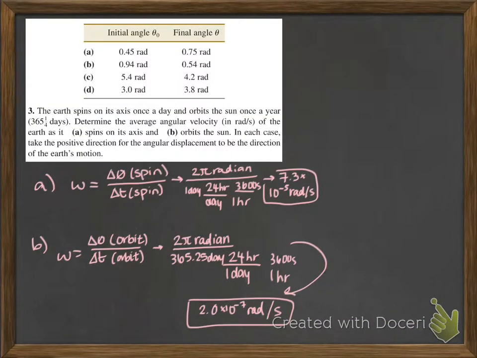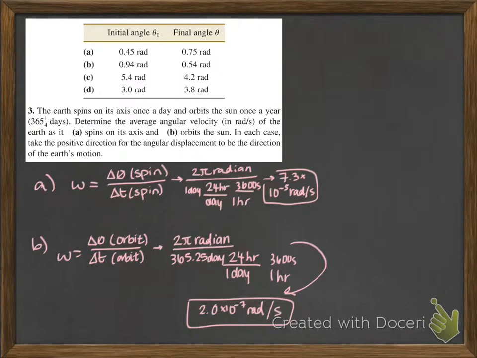Now let's look at this problem. If the Earth is spinning on its axis once a day and orbits the Sun once a year, 365 1/4 days, determine the average angular velocity in radians per second of the Earth when it spins on its axis and when it orbits the Sun. In each case, take the positive direction for the angular displacement to be the direction of the Earth's motion. So they're already telling you the positive direction of the angular displacement, and they're giving us both the initial angle theta and the final angle theta for the chart.